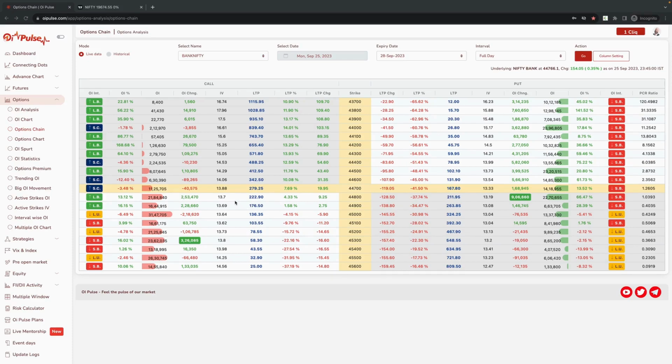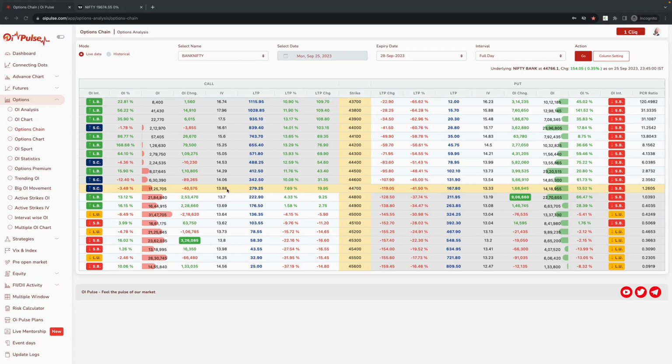So this plays a very major role for buyers and sellers. It's not like buyers can buy options anytime during the market. There are specific times when IV is rising. That specific time is very good for buying options, and most of the time selling options is preferred because IV is dropping.